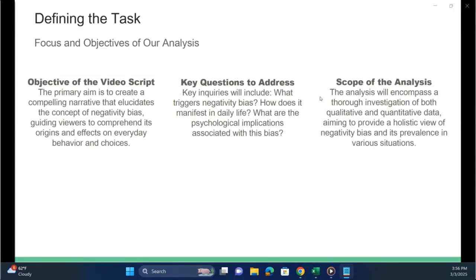Basically, this analysis will have a specific scope, and that scope is a thorough investigation of both qualitative and quantitative data. We aim that this will provide a holistic view of the negativity bias and how common it is in various situations.